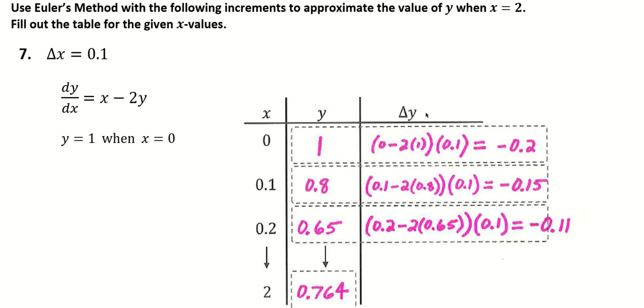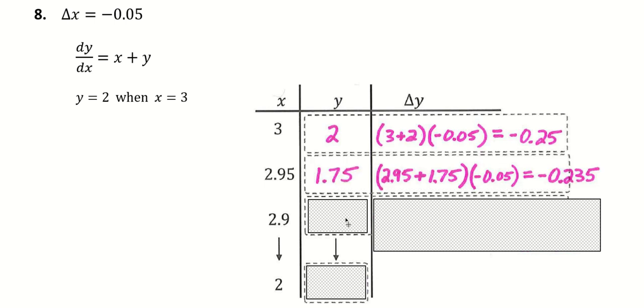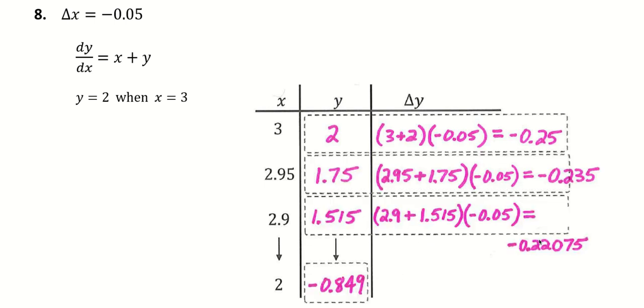So delta y is equal to dy dx times delta x. Once again, dy dx times delta x. Your delta x is right here. Your dy dx is whatever you get for whatever your x and y coordinates are at the time. You plug those into something like x minus 2y, and that's your dy dx part. Then this is just like another one where you end up getting these numbers.